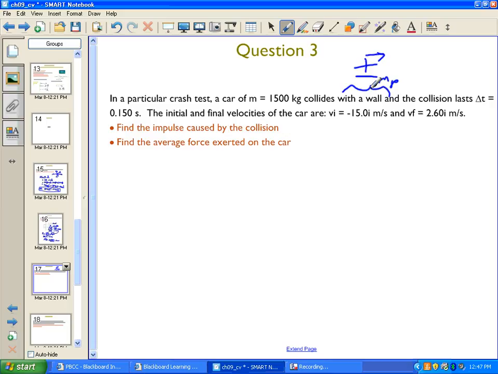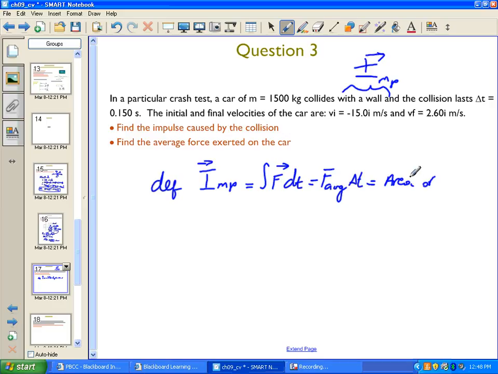Now, the definition of impulse says that impulse is determined by the integral of f dt, the average force times delta t, or the area of a graph.